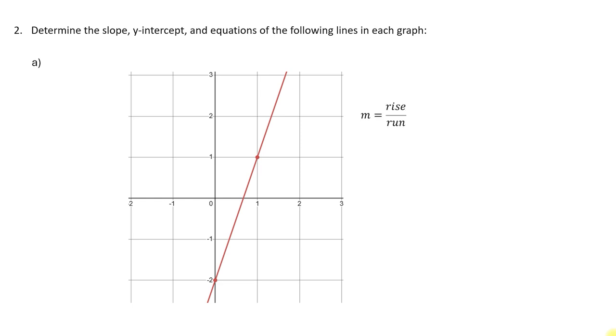So our rise for this graph is up 3 over 1. So our slope is 3 over 1, or 3. So we have a slope of 3. And we already know that our y-intercept is negative 2 because that's the point at which the line crosses the y-axis. Once we have those two pieces of information, we can simply say y equals 3x minus 2.